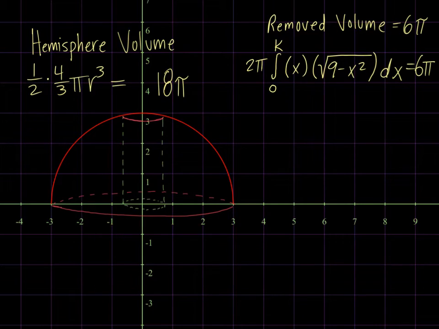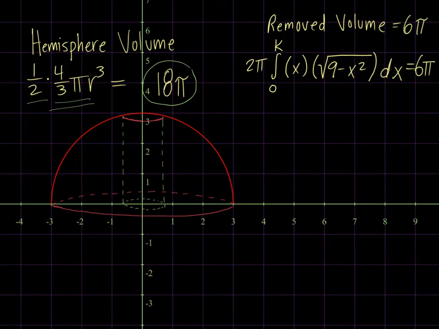So here's the approach I took. I first figured out that if the hemisphere were intact, it would have a volume of 18 pi. The volume of a sphere is 4/3 pi r cubed. Since I have half, I'm going to cut that in half, and I'm just going to substitute in the radius of 3, because this hemisphere's radius is 3, and get 18 pi.